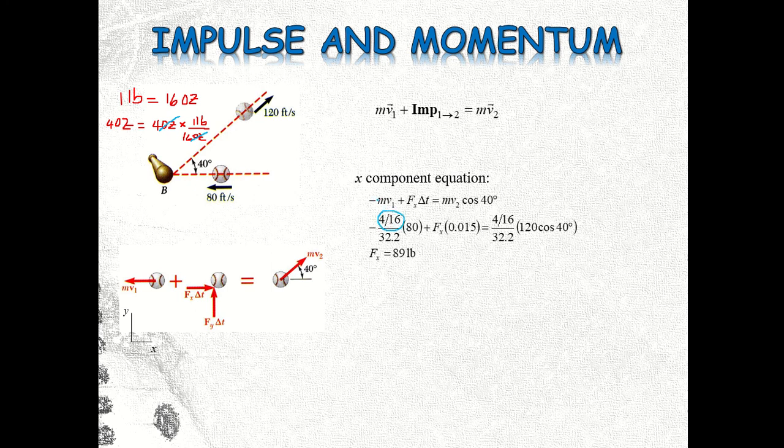We have the formula that the mass is equal to weight W divided by the gravitational acceleration. So this is our formula here: 4 over 16, our weight in terms of pounds now, then divided by g, 32.2 feet per second squared, multiplied by 80. So 80 is the velocity, in feet per second. Then plus F. Our delta t here is given in the problem.